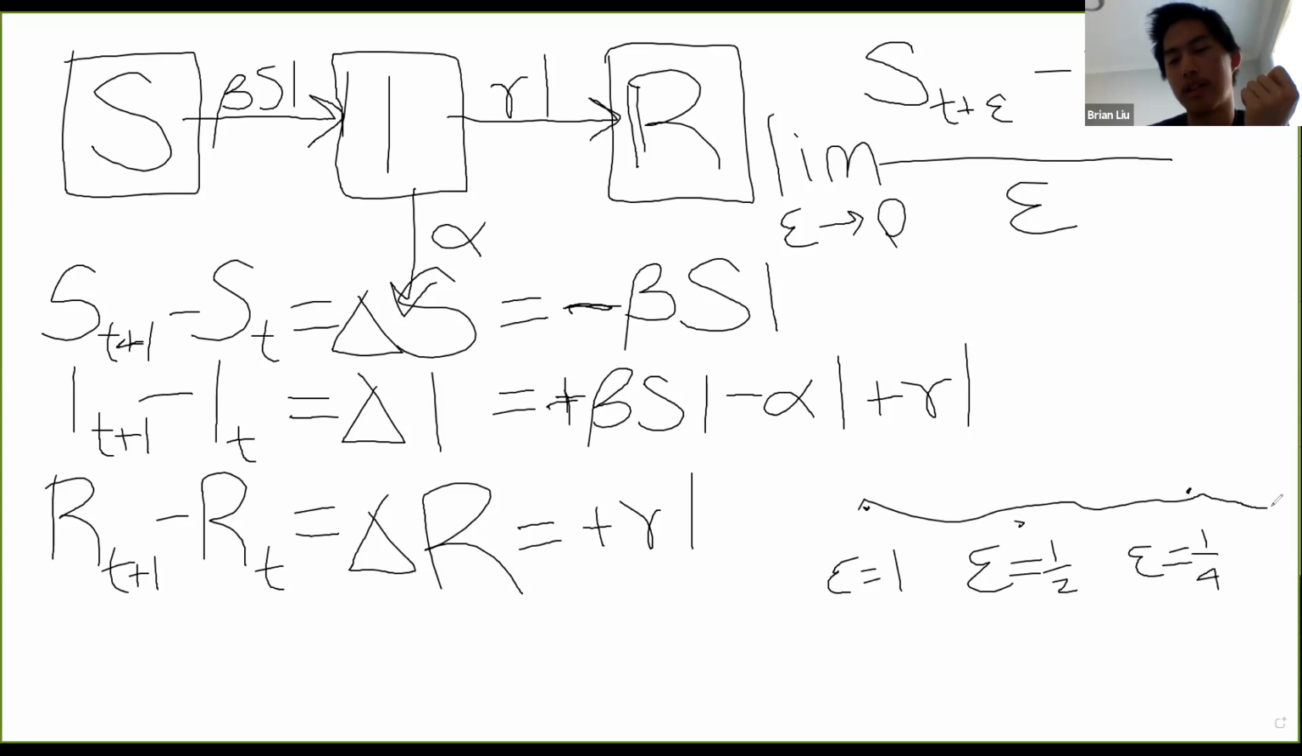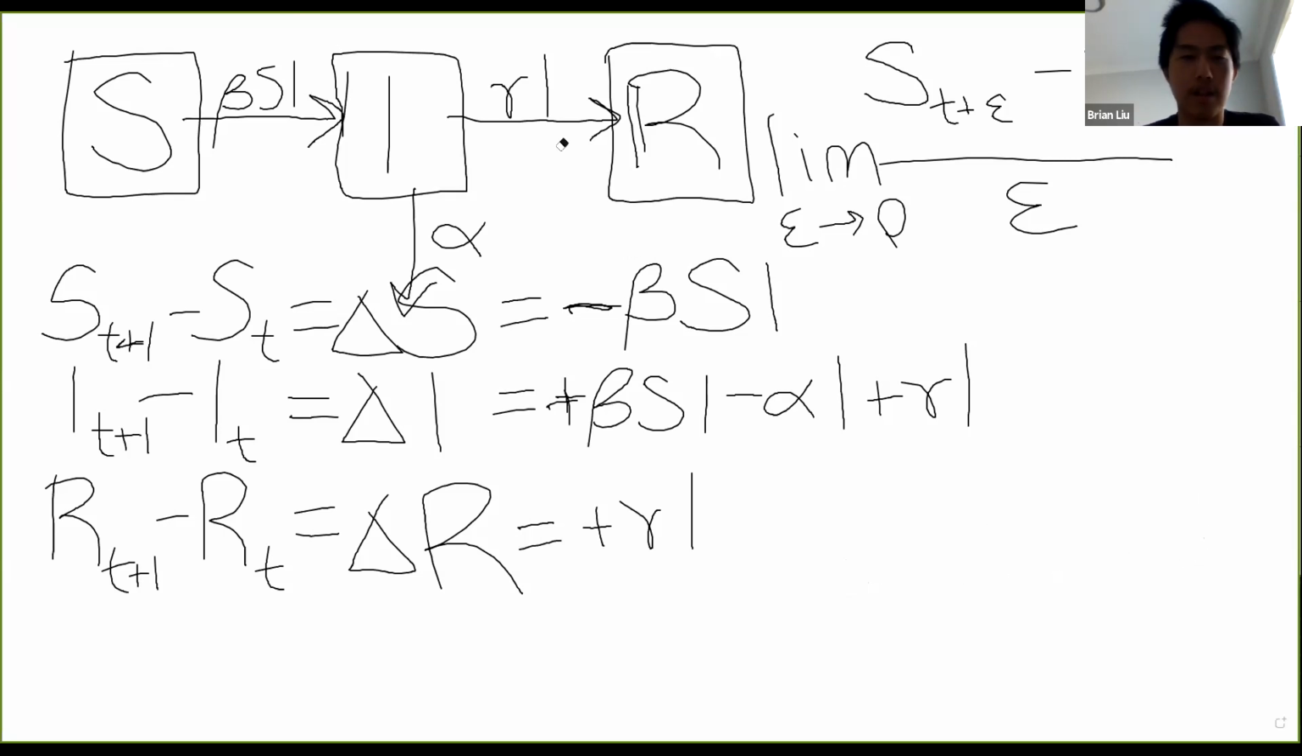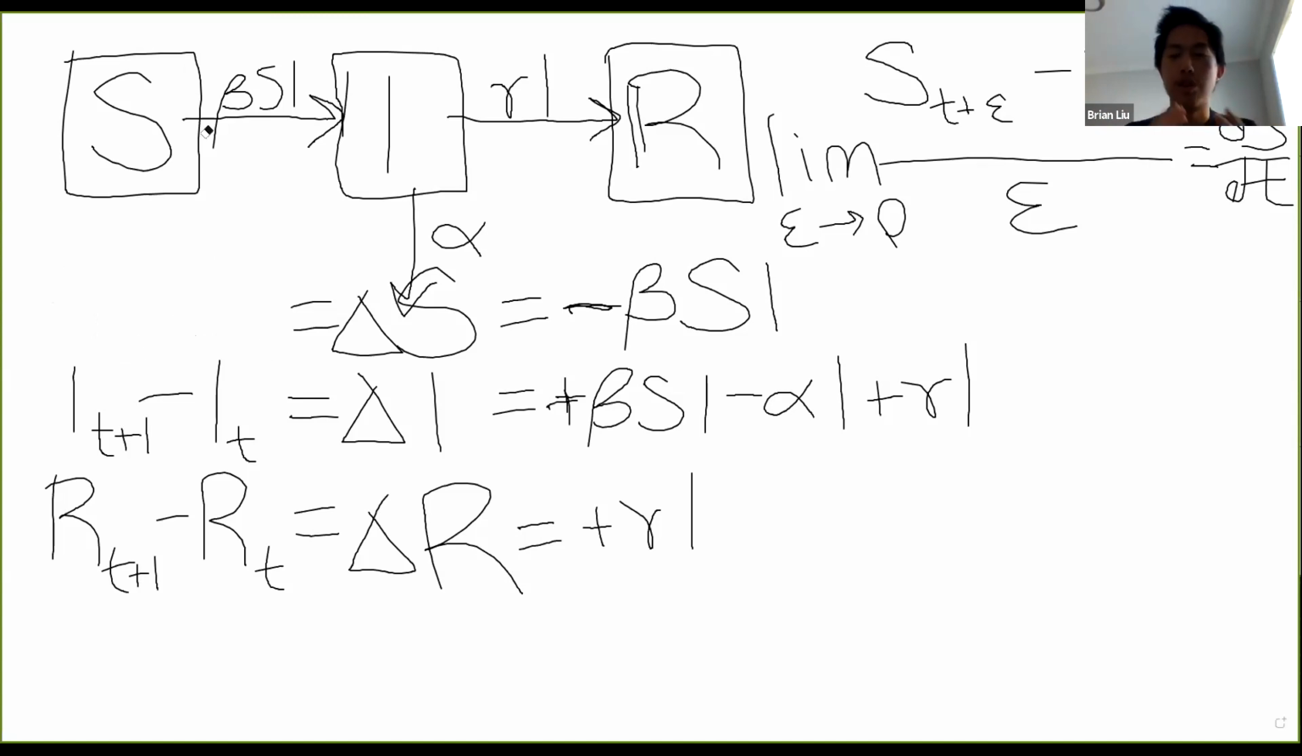And it approaches some number, and as epsilon approaches 0, this number we call the derivative of S at time t, so dS/dt. So what we're really modeling here is not S sub t plus 1 minus S sub t, the number of susceptible people tomorrow minus the number of susceptible people today. What we're actually modeling is the derivative, the instantaneous rate at which the number of people susceptible changes.